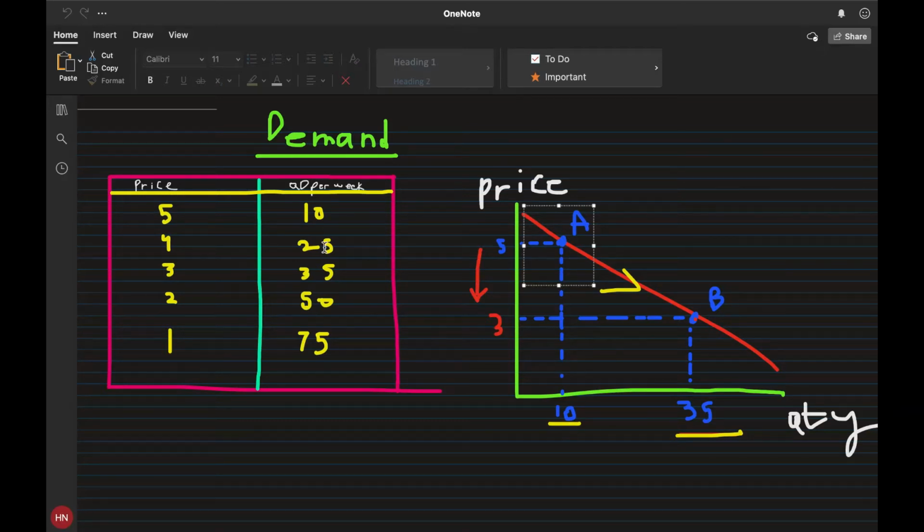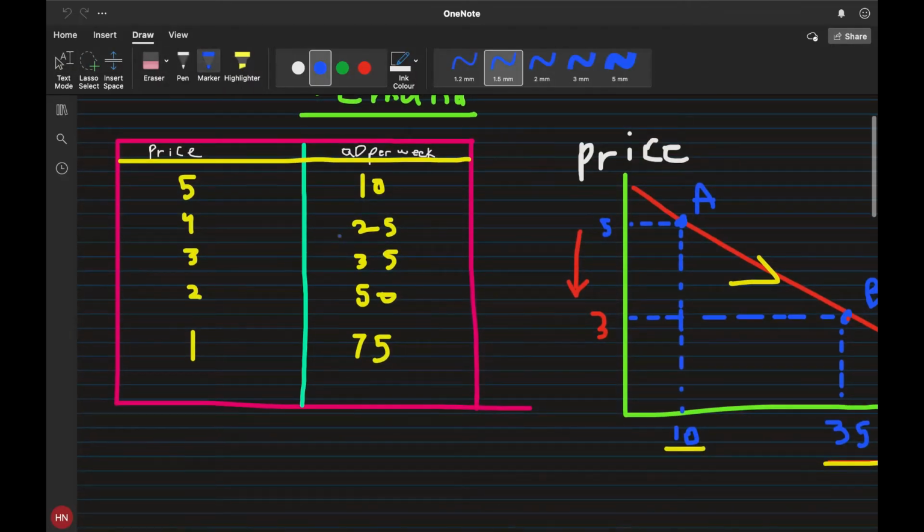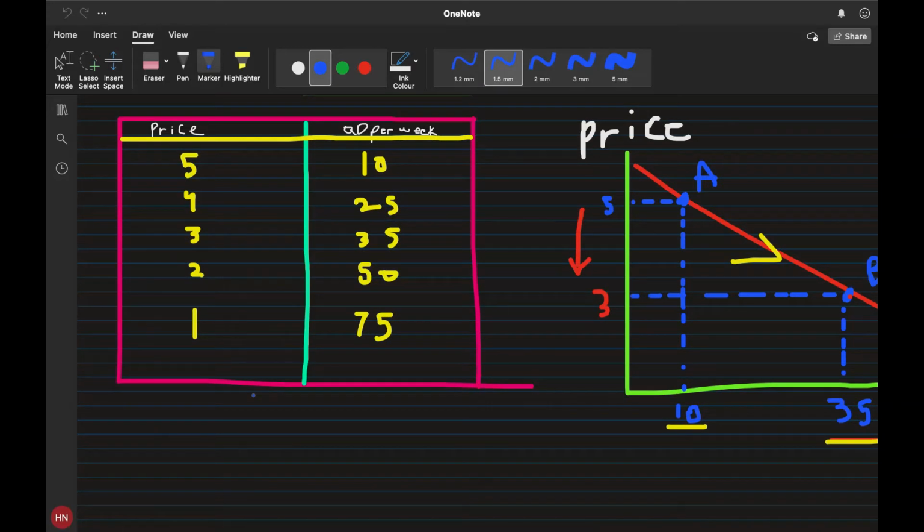So let's have a look at this table. This table basically has a title, a name which it goes with. This is known as the demand schedule, I'll just write DS here. So this is the demand schedule. What it shows is different prices, different price points, and the corresponding quantity demanded values for those price points. So let's say if the price is 5, 10 quantities of good X are being demanded. If the price was 4, then 25 quantities are being demanded, and so on.